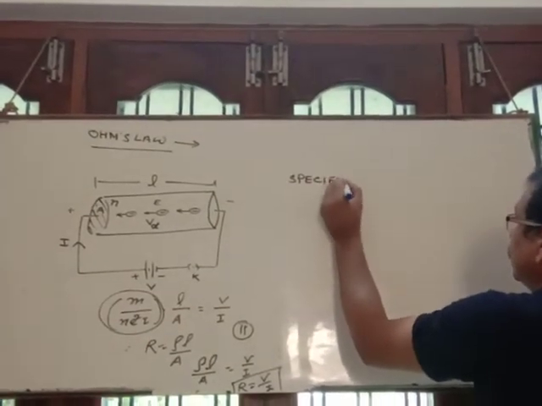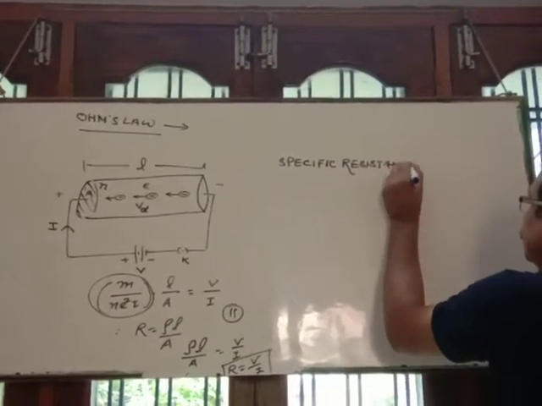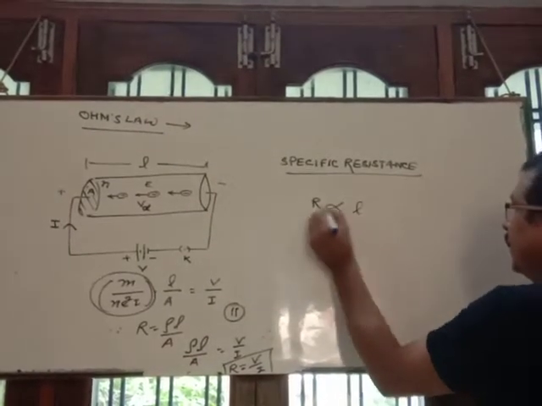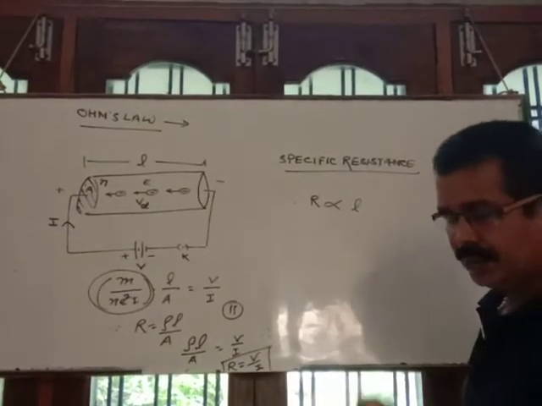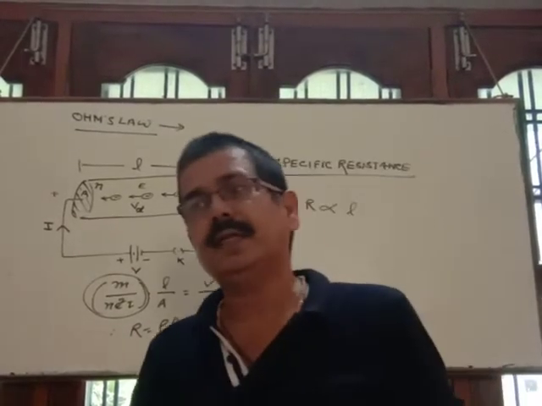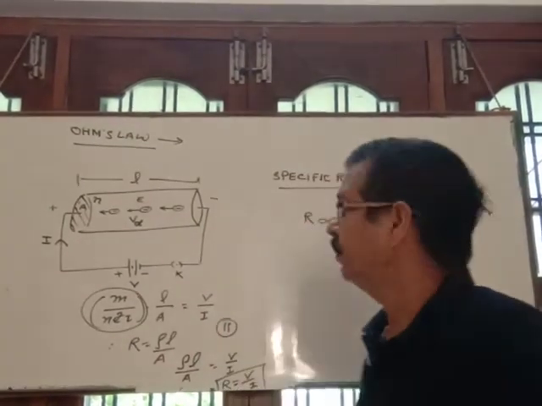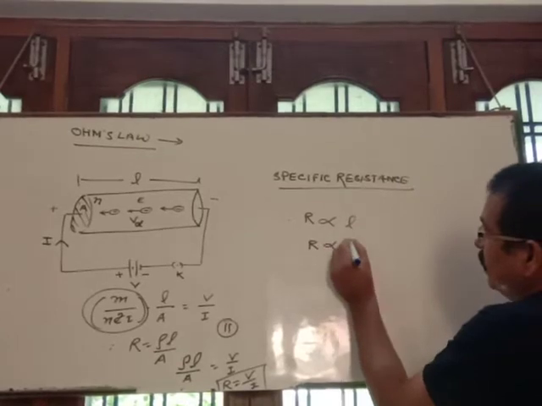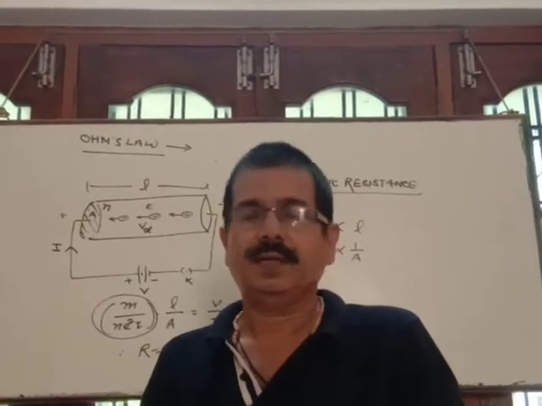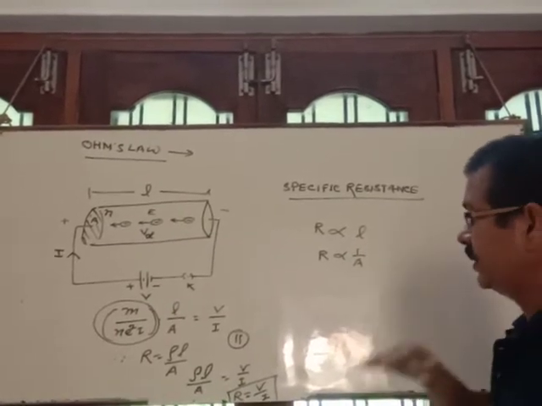Specific resistance. Since resistance is proportional to the length of the conductor, it means if the length of the conductor is more, then resistance will be more. If the length of the conductor is more, the chance of collision between the electrons during drifting will be more, and if the number of collisions is more, then resistance is more. And it is inversely proportional to the area of cross section, which means if the thickness of the conductor is more, then the chance of collision between the charge carriers, or the electrons, will be less, and if it is less, then resistance is less.